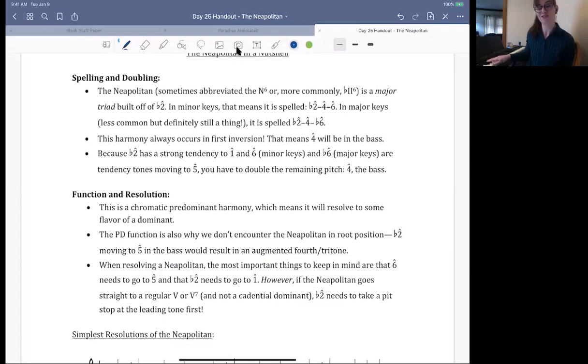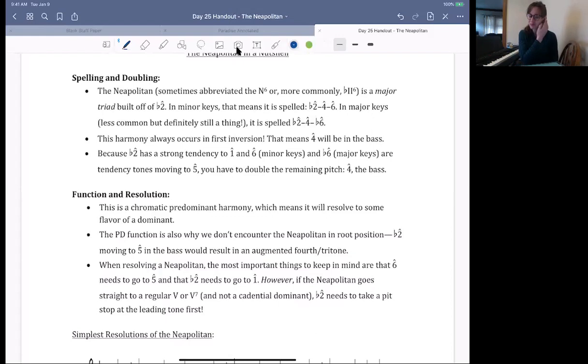tonic. So I want you to tell me what the interval is between the Neapolitan in root position and the dominant. Your answer was a tritone. You are correct. And that is not a bass motion that we're super fond of, right? So our Neapolitan is in first inversion for a voice leading purpose, because moving 4 to 5 is much more pleasant than moving flat 2 to 5.